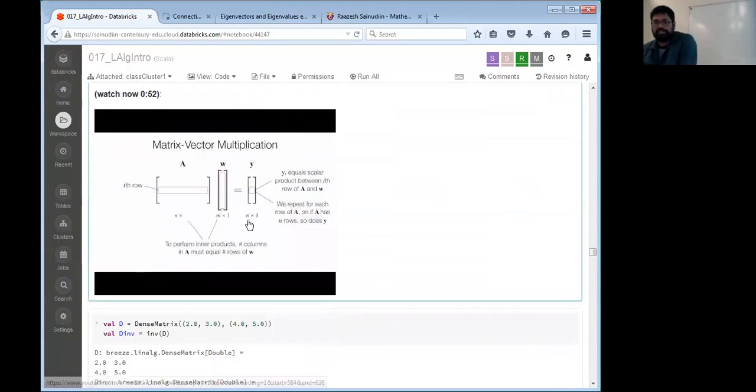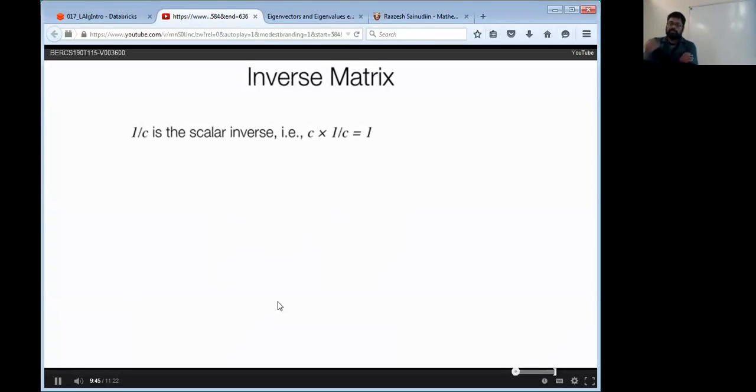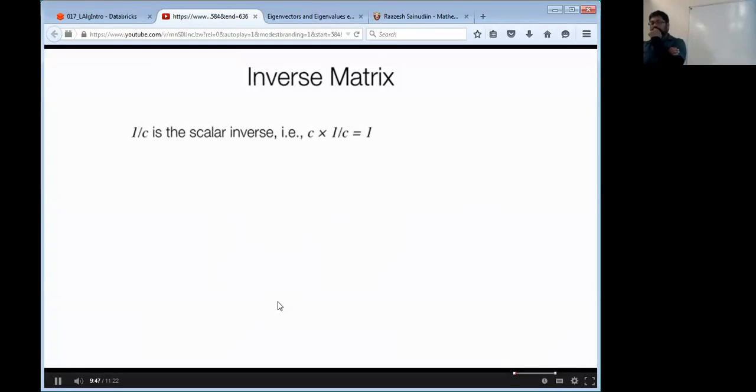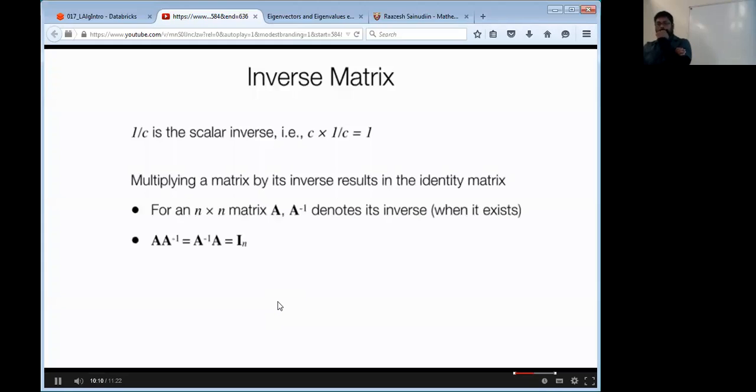Okay, so with the notion of identity, we can have a notion of the inverse. Next, let's talk about the inverse matrix. And again, this idea is similar to what happens in the scalar setting. In the scalar setting, for any non-zero number C, 1 divided by C is the scalar inverse. Or in other words, C times 1 over C gives us 1. Something similar happens in the matrix setting. And the idea here is that multiplying the matrix by its inverse results in the identity matrix.